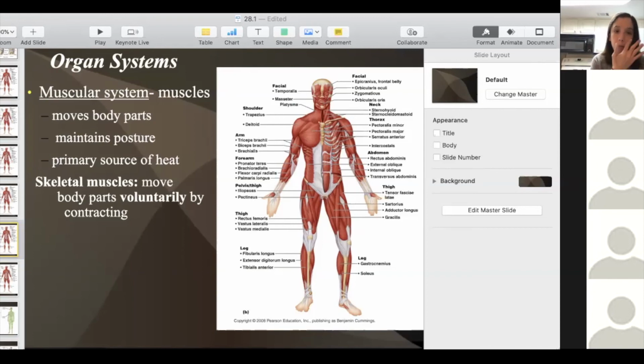There are different kinds of muscles in the body. There are skeletal muscles, and those are what move body parts voluntarily. And so these are things you choose to move. And when a muscle moves, it contracts, it gets smaller. So if you want to move your arm inward, the muscle right here will get smaller. It will pull in your arm to make it move. So any movement that you do in your body requires a muscle to contract and move inward.